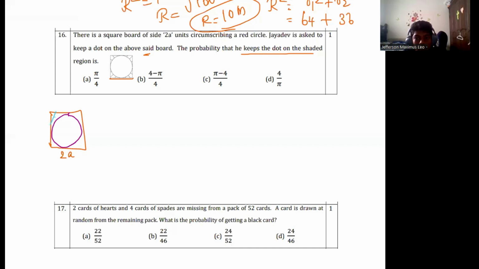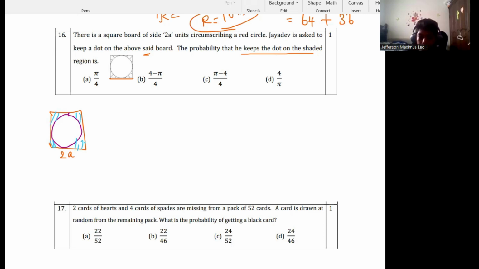Shaded portion is here alone, correct, ma'am? Yes, ma'am. So the dots are here alone. So the question here is, what is the probability? Probability means favorable outcomes divided by possible outcomes. Yes, ma'am. How can we do this, do you have an idea? Please tell.